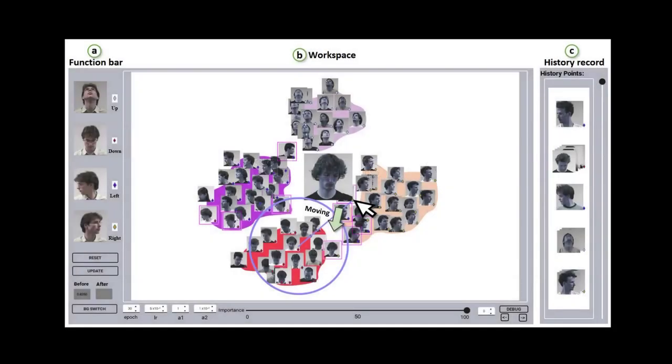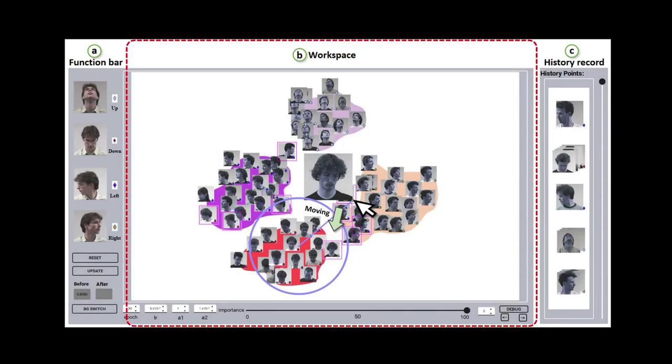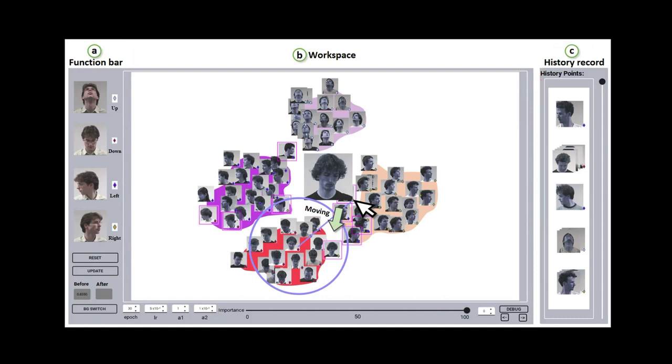SpaceEditing consists of three parts: the function bar on the left, the user workspace in the middle, and the history module on the right. The user workspace is introduced first.